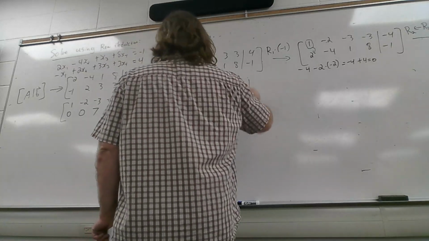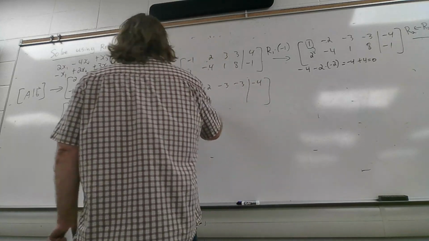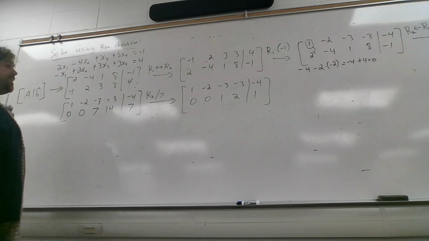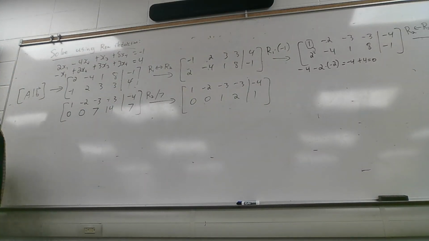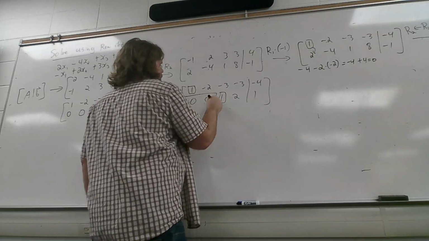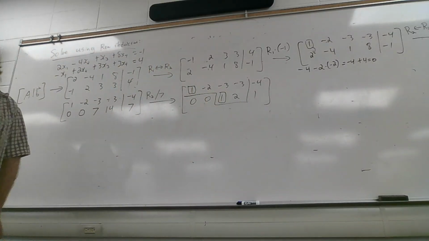-3, -3, -4. 1, 2, 1. Right, we just divided that row by 7. Oh, look at that. We got our nice 1s. We got our 1s and we got our staircase. So, okay, that's a good sign already.